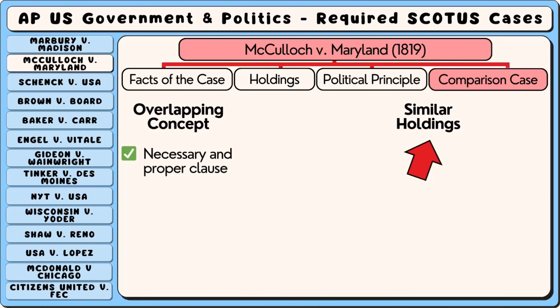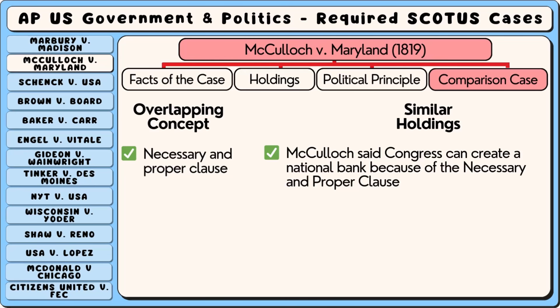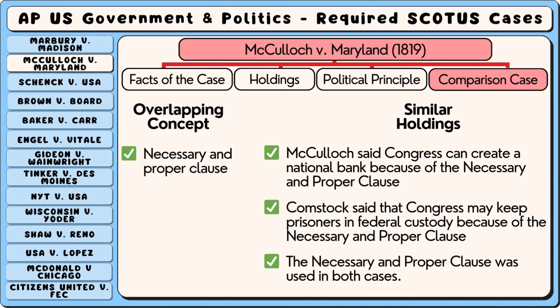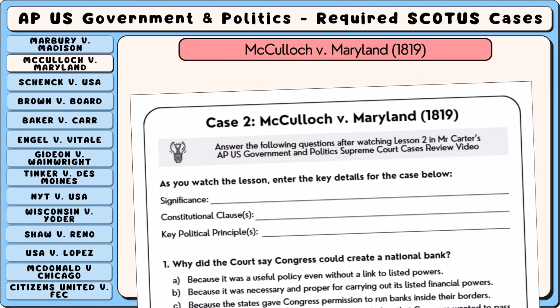Now let's look at how the holdings in this case are similar to the holdings in McCulloch versus Maryland. The holding in McCulloch versus Maryland was that Congress may create a national bank because the Necessary and Proper Clause allows Congress to take actions reasonably connected to its listed financial powers. The holding in United States versus Comstock was that Congress may keep certain prisoners in federal custody because the Necessary and Proper Clause allows Congress to take actions reasonably connected to its listed powers of managing federal crimes and prisons. So, the similar holding in these cases is that the Necessary and Proper Clause was used to allow Congress to use implied powers. Okay, that brings us to the end of this case.